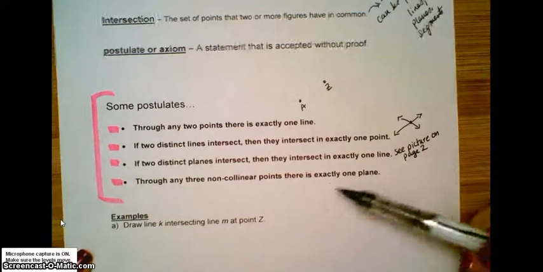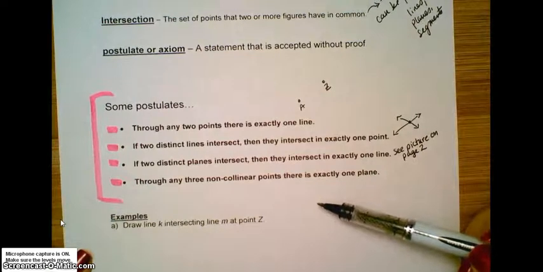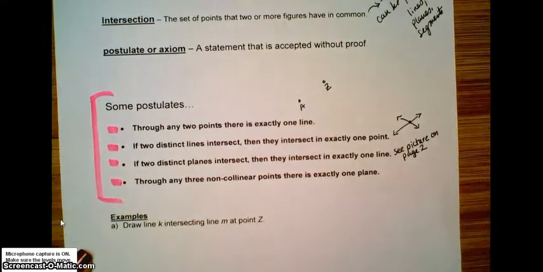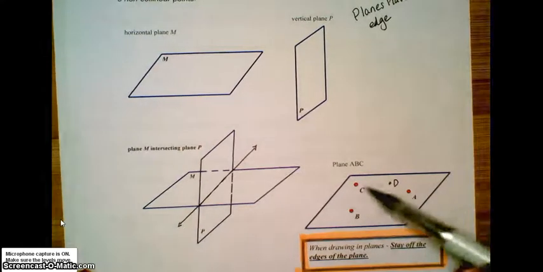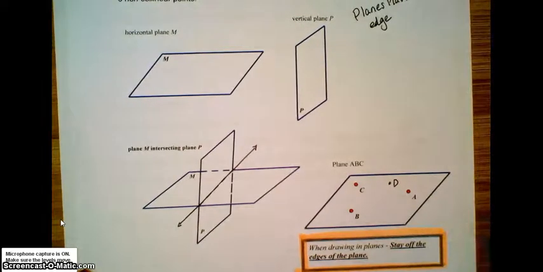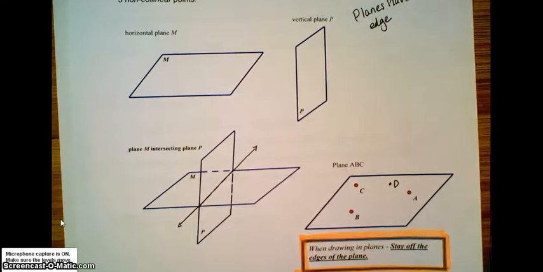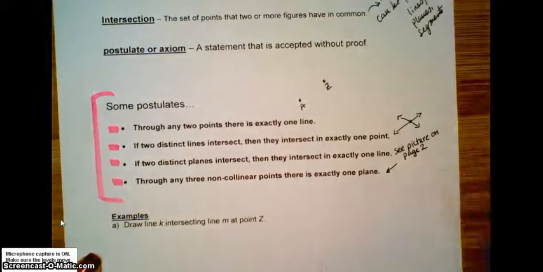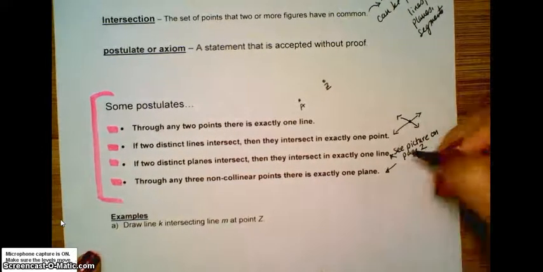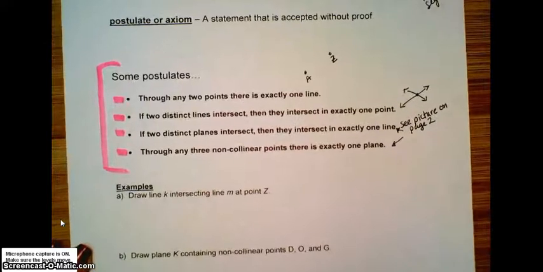The last one here says through any 3 non-collinear points there's exactly one plane. And again, if you look back on page 2, you can see this picture with points A, B, C. There's exactly one plane that contains those 3 points. There's no other plane that could describe it. So let's put here also, see the picture on page 2.